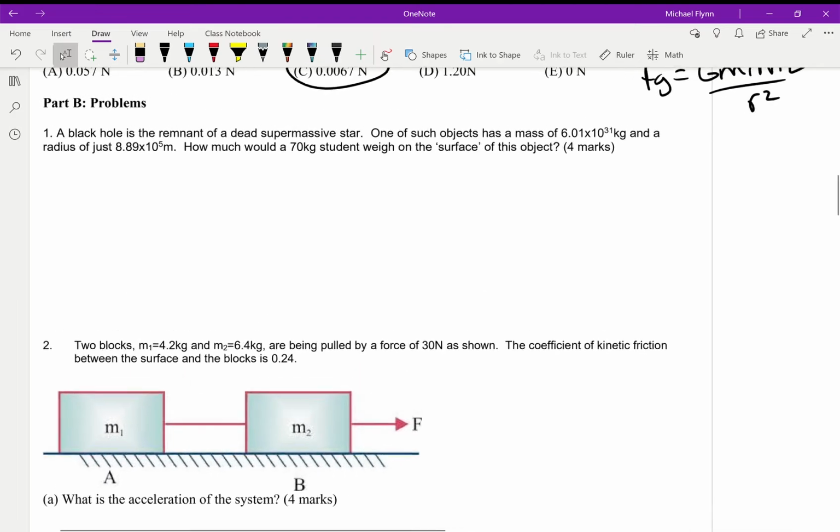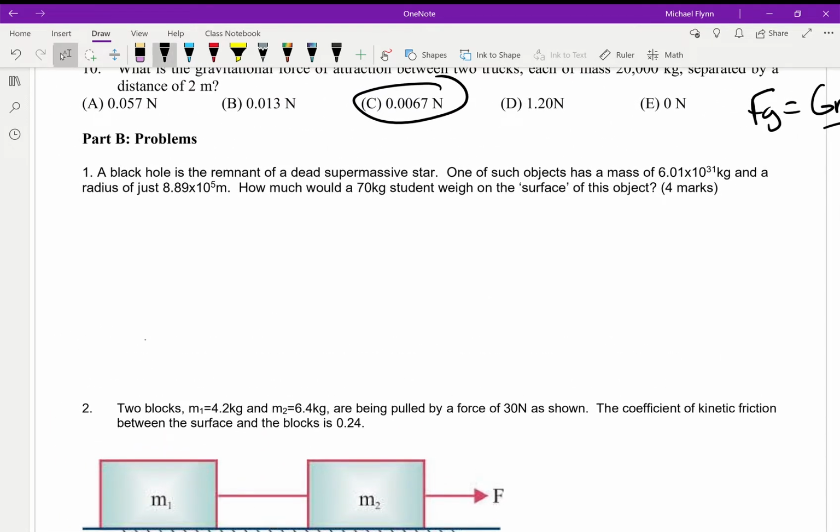All right. Now, let's do this black hole question. It's such a cool question. These are actual numbers too. A black hole is a remnant of a dead supermassive star. True story. One of such objects has a mass of about 20 solar masses. Usually it's 30 solar masses, but when stars die, they shed a lot of mass in the supernova before they become a black hole. So this one's about 20 times bigger than our sun.